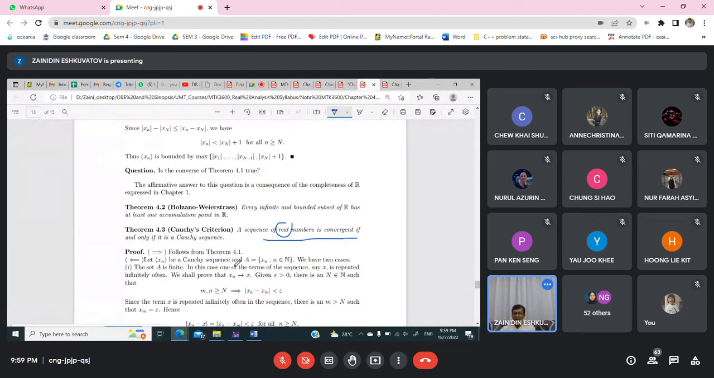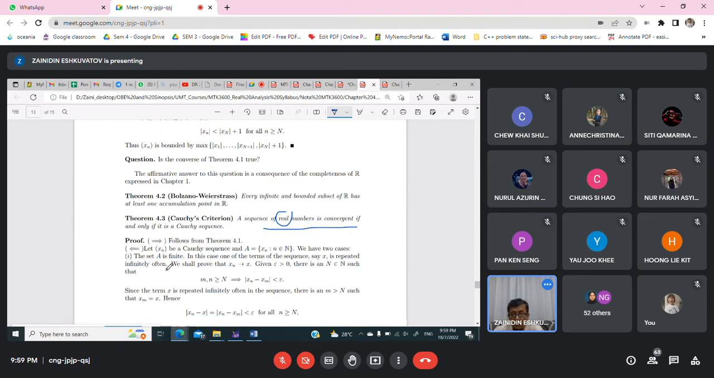If you show that a sequence is a Cauchy sequence, then you can say, because of this theorem, it is convergent. If you are able to show that it is convergent, then according to this theorem, you can say it is a Cauchy sequence as well. So please pay attention to this theorem very well and use it to solve the problems.